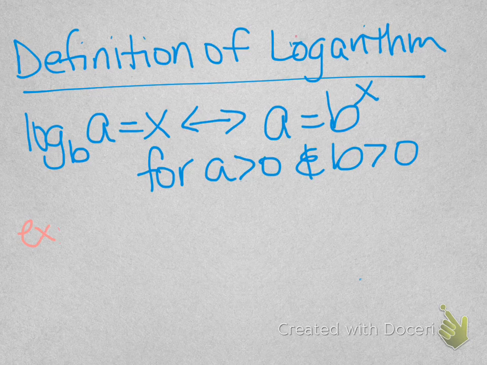So for example, if I have 100 equals 10 squared, which we know is true because 10 squared, or 10 times 10, is 100, then I could say that this is the log of 100 equals 2. Because remember, a log that we don't write a base on has a base of 10. So here we would have, here's a, here's b, here's x, here's b, here's a, here's x.